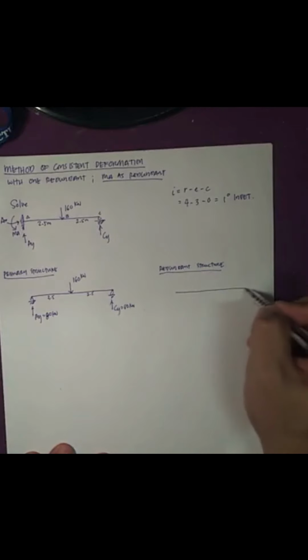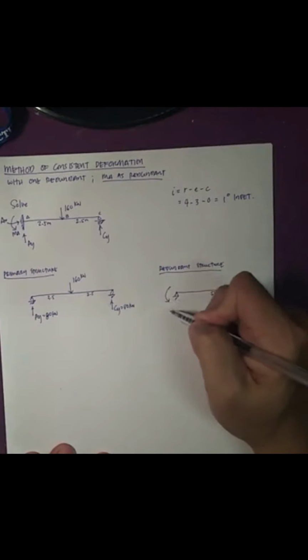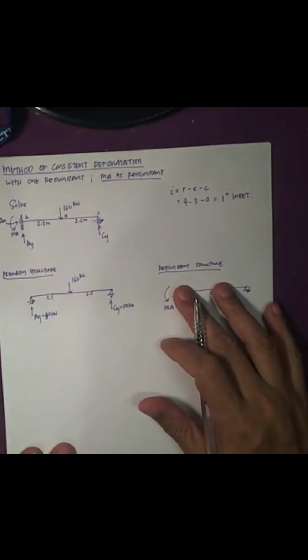Now what about our redundant structure? For our redundant structure, we're just going to bring back the MA, the redundant. So we'll be having the same structure, a simple beam with a length of 5 meters, and we'll put back the MA. So there. This is the primary structure and this is the redundant structure.